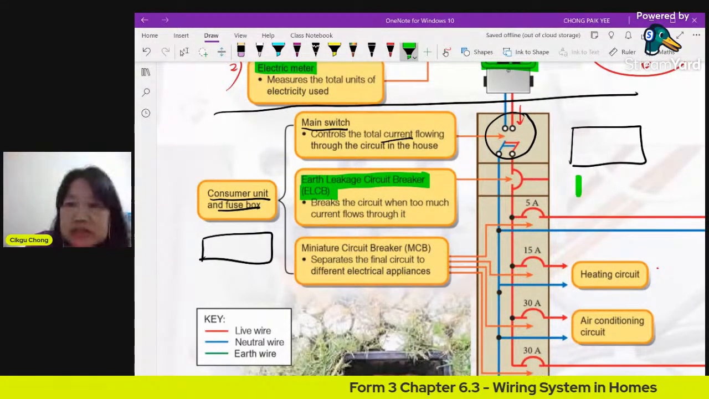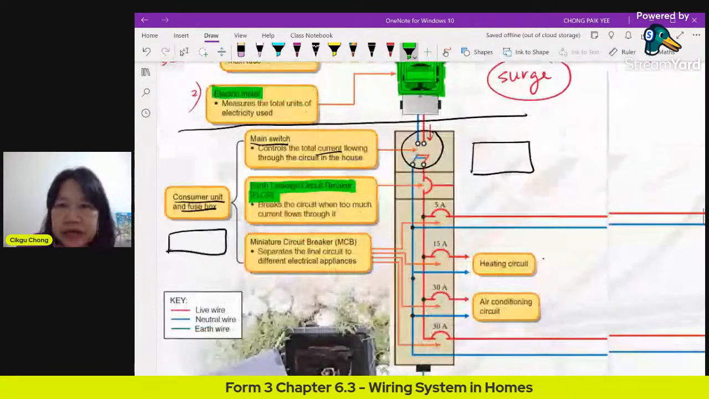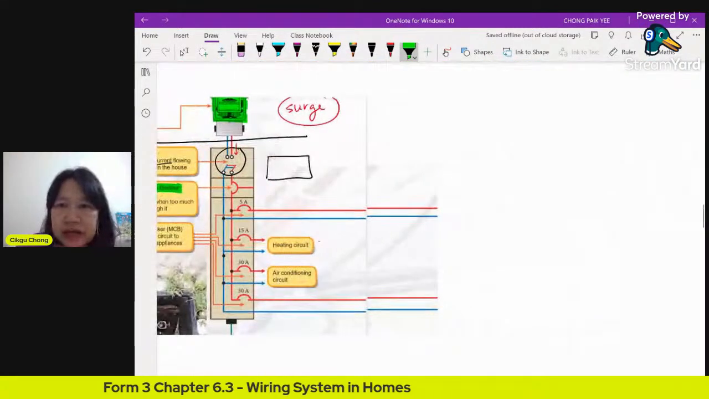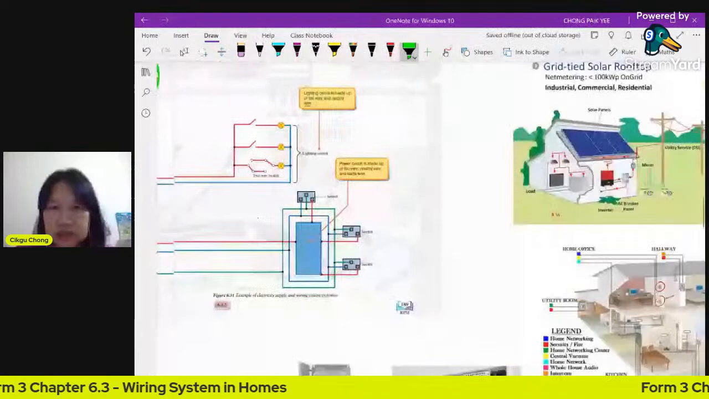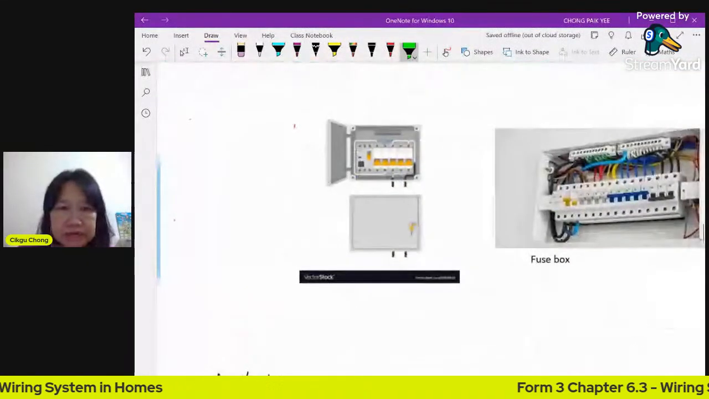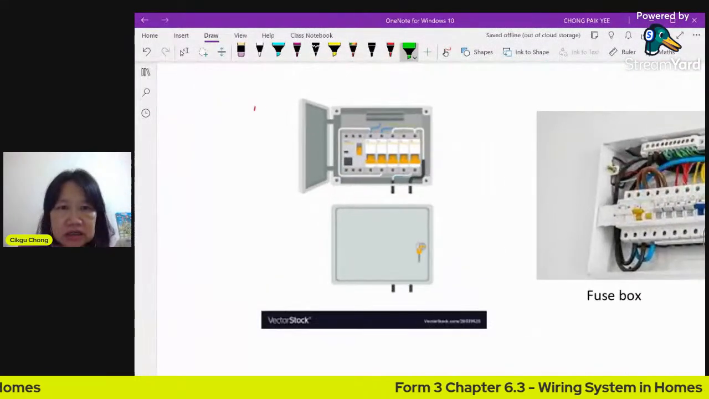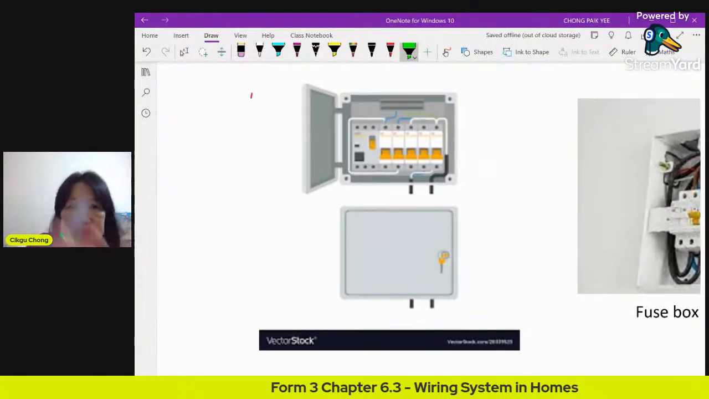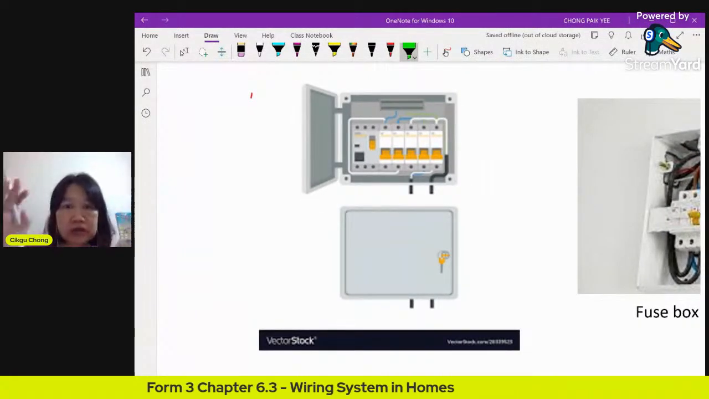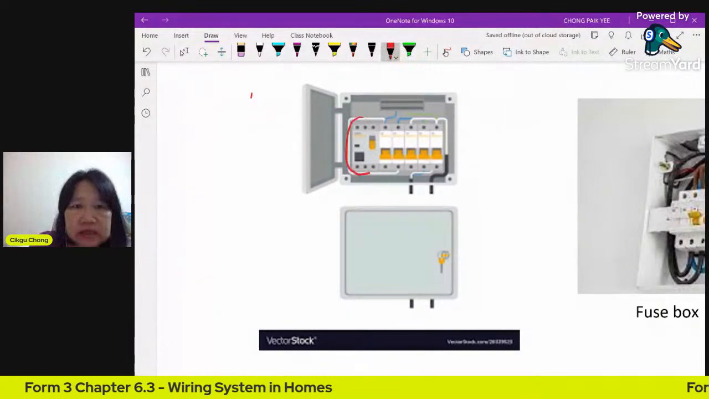All right, so this, let me show you. Sorry, I've forgotten. I've got this. Where's my picture? ELCB. Here. This is the box I'm talking about. Okay, you look at your wall there. This is the box and this is the ELCB.